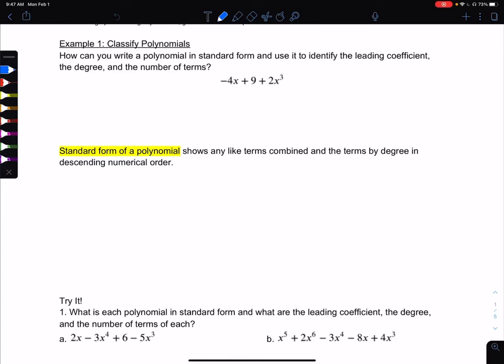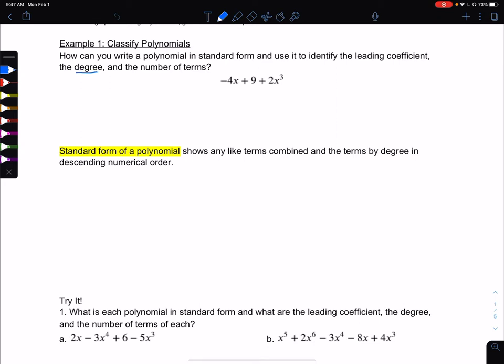Here we're going to look at example 1, classify polynomials from section 3.1. And we're asked, how can you write a polynomial in standard form and use it to identify the leading coefficient, the degree, and the number of terms? Right, so what I want to start with actually is talking about the degree.